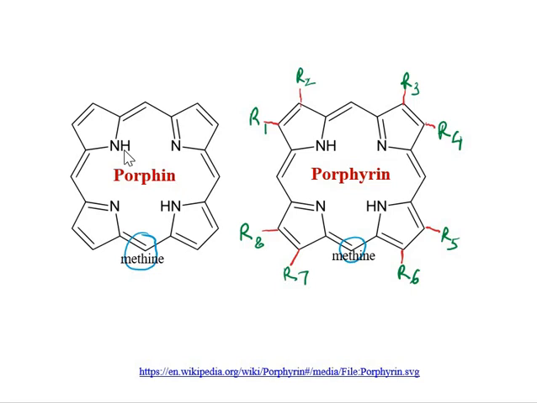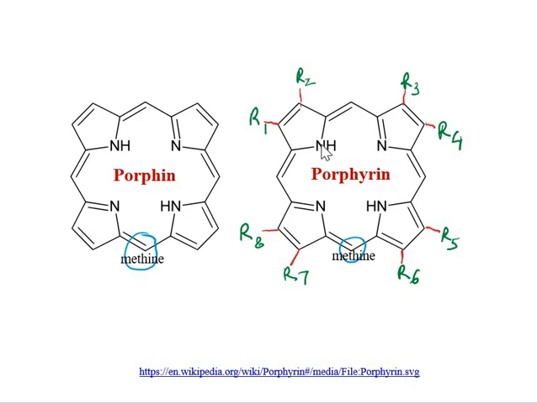Okay, actually this porphin is a very unstable compound, and if these pyrrole rings have some substituted groups, you can see here R1, R2, R3, R4, R5, R6, R7 and R8, then it is called porphyrin. So substituted porphin is called porphyrin, and the difference from porphin is that there are substituents in the pyrrole rings of the ligand. Here all the groups are H, while here the groups may be vinyl, acetyl, methyl, or ethyl. So these groups may vary. Due to this substitution, this ring is called the porphyrin ring.